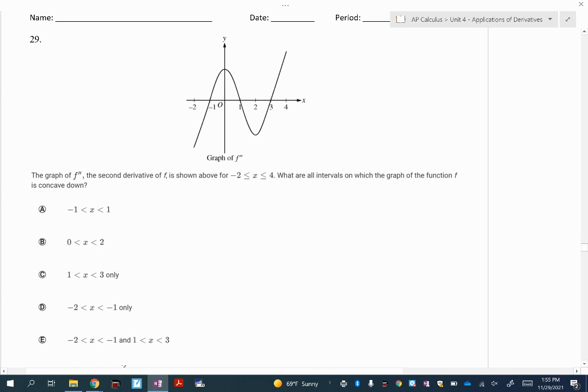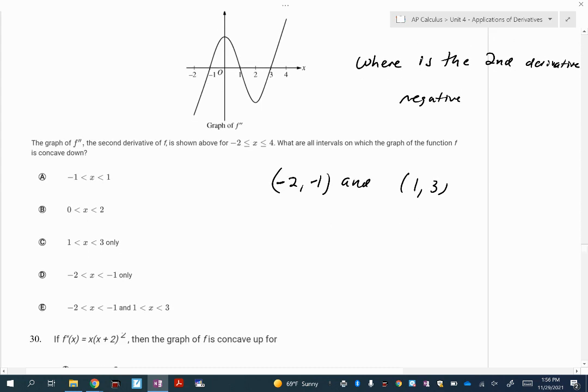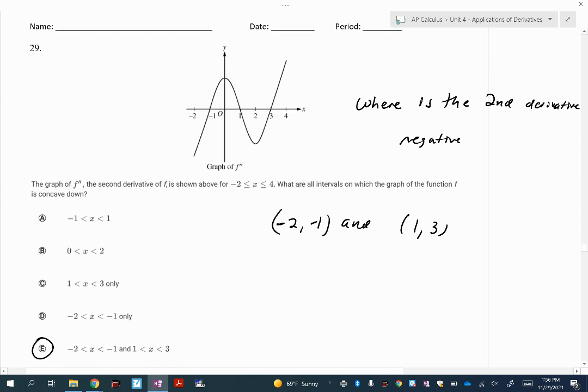Okay, so when I look at this, if it says on which intervals would the function f be concave down, I'm looking for where the second derivative is negative. The second derivative looks like it is negative at -2 to -1, and 1 to 3. So when I look at my answer choices, that's E for 29. Let's go to 30.